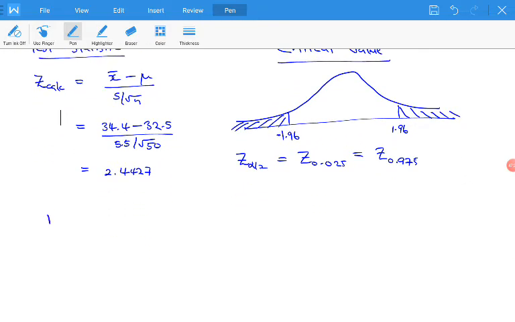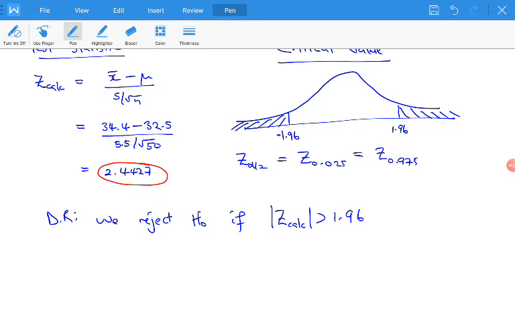So our decision rule is that we reject H naught, the null hypothesis, if the absolute value of the test statistic is greater than 1.96. So this is our test statistic, and we can see that it's falling somewhere here.